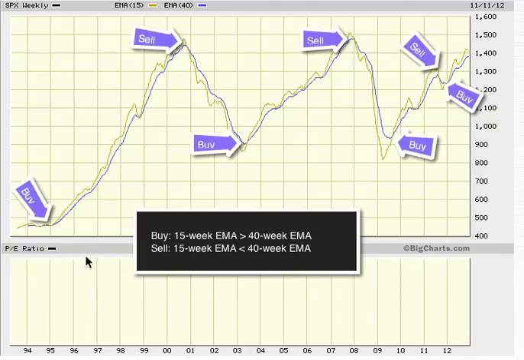As I've indicated here, an intermediate term buy for the market is given when this 15-week exponential moving average is greater than the 40-week exponential moving average, and a sell would be generated when the 15-week exponential moving average is less than the 40-week exponential moving average.